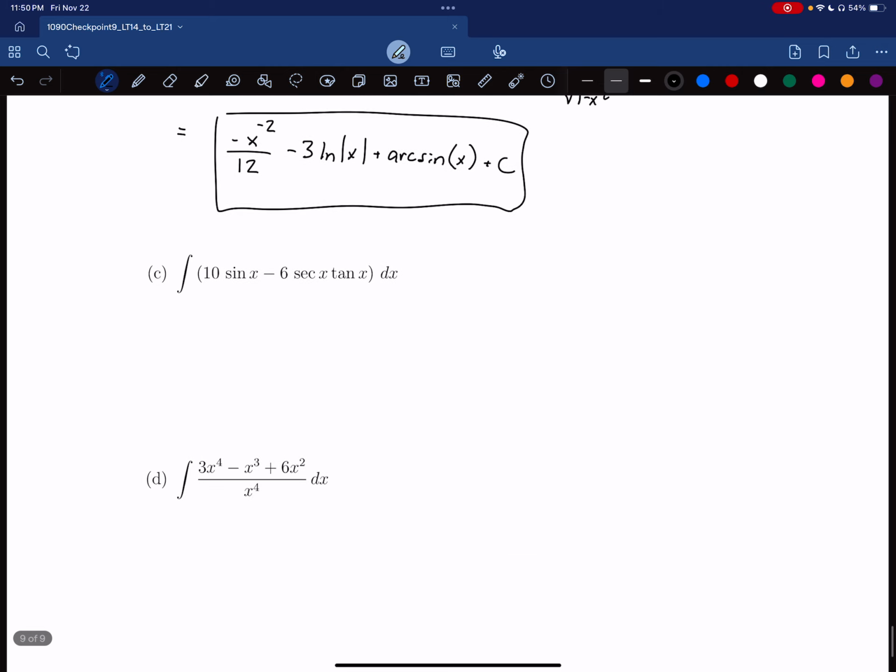All right, now we're dealing with some trig in part C. So integral of sine will be negative cosine. That's because if I take the derivative of cosine, I get negative sine. And then secant times tangent, if I want to take the integral of that to get any derivative, I get secant, because the derivative of secant is secant times tangent. And then plus c again.